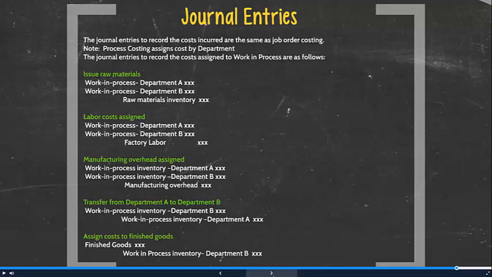For example, if we are transferring from Department A to Department B, we want to increase Department B and decrease Department A with that credit. And finally, the same thing to assign those costs to finished goods. We would increase our finished goods account with a debit and decrease whatever department that is coming from.